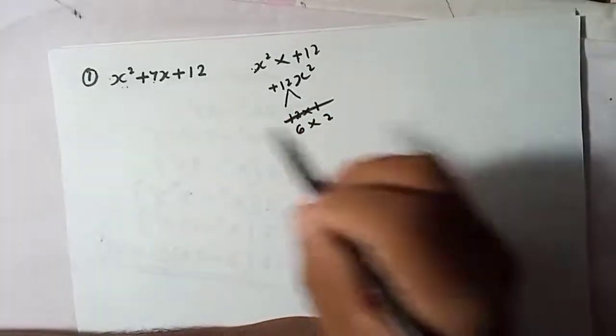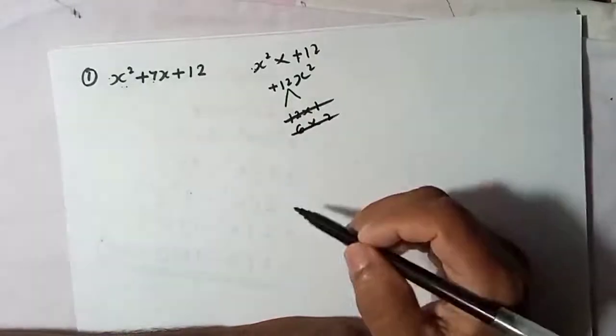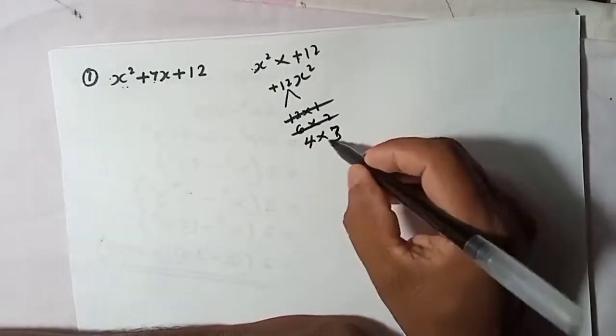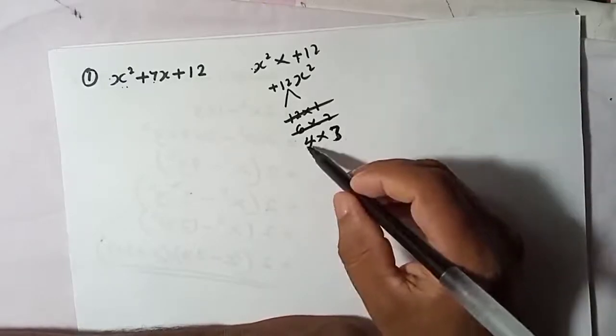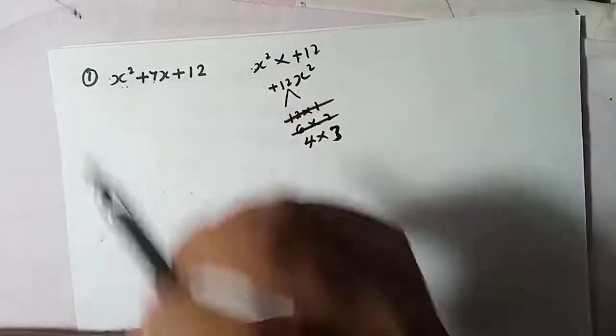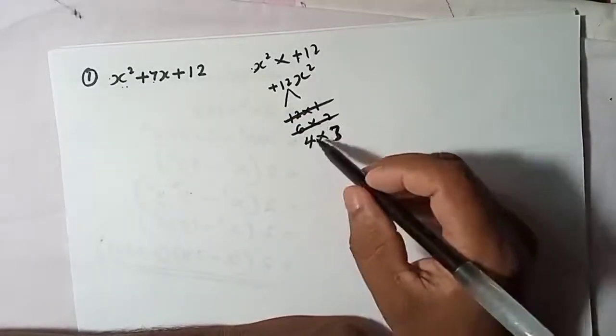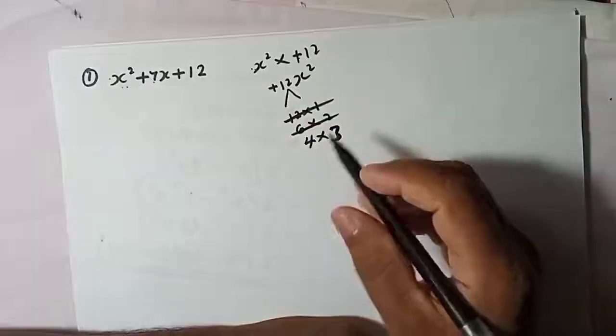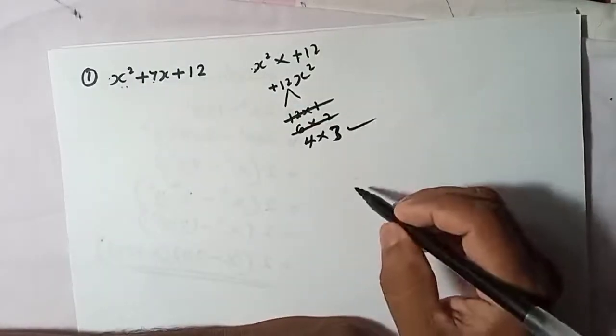6 minus 2, 4, you can't get this, so that's also cut. Only thing now we have 4 into 3, right? 4 into 3. Now look, 4 into 3, 12. Yeah, you can get. 4 minus 3, 1, so you can't get 7. But 4 plus 3, 4 add to 3, you can get 7. So that's why these are the numbers.